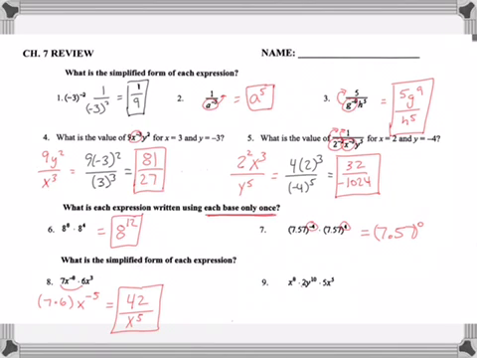Here we've got our coefficients of 2 and 5. We add our like-based exponents, so that becomes 13 on the x. Y stays at 10. So our final answer is 10, x to the 13th, y to the 10th.